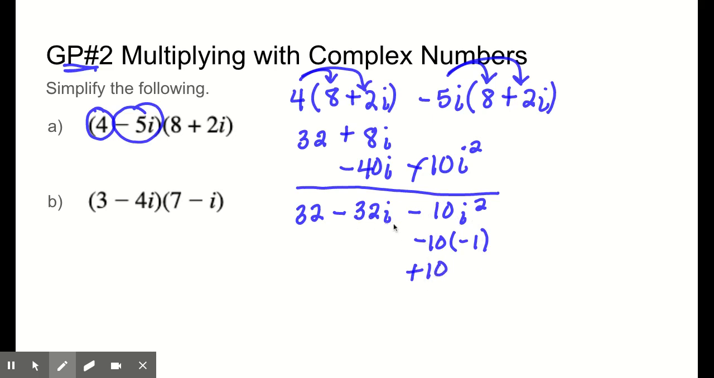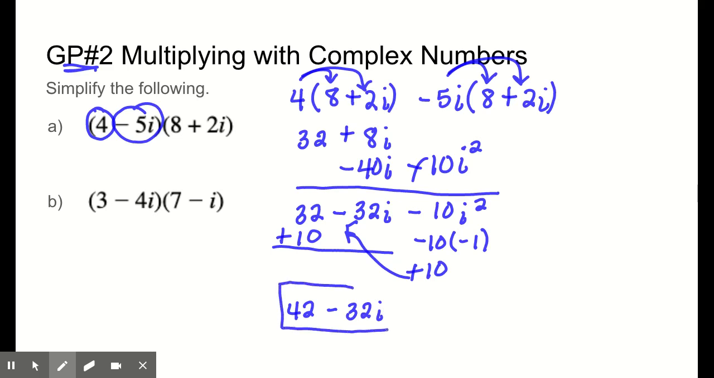So here we have our imaginary numbers. Here we have another constant. So now we're going to take that 10 and combine it with the other constant. So we're going to add that 10 to the 32. So when we finally simplify, we're going to have 42 minus 32i. That is our final answer.